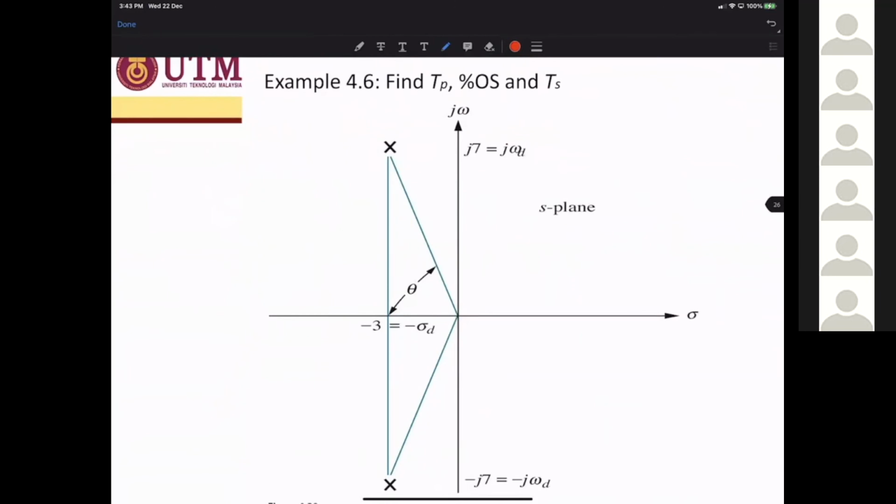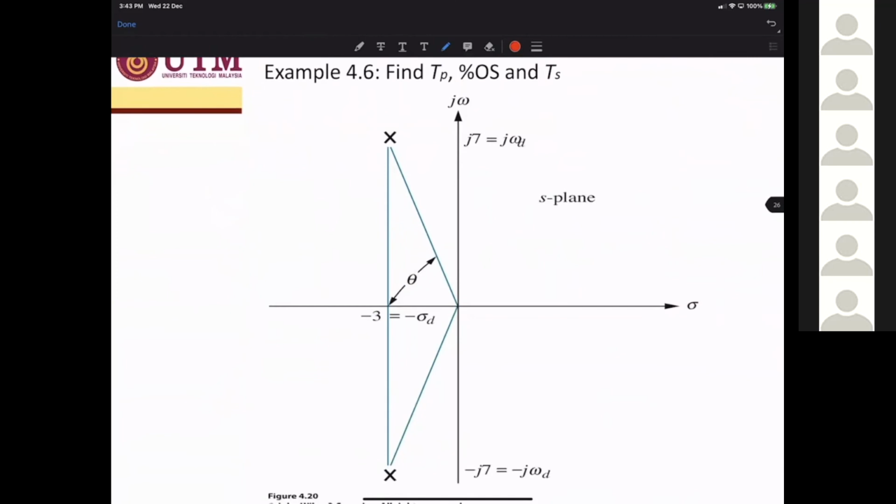Okay. So you are given this S-plane, find TP, overshoot percentage, and TS. It is underdamped, right? Underdamped case, complex conjugate poles. So the pole values are -3 plus minus J7. So find the zeta.